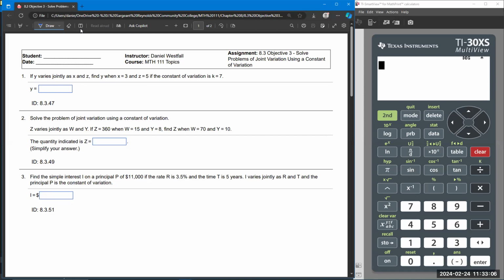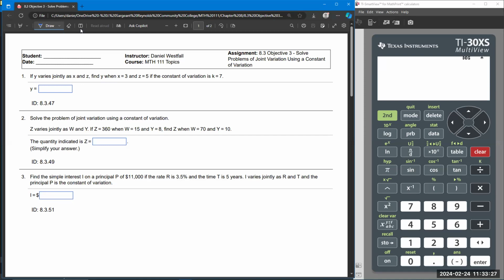We didn't talk about a type of variation called inverse variation here, and you may run into those in real life, where as one thing gets bigger, the other thing gets smaller, but we're not going to talk about that right now. We're going to talk about direct variation and joint variation.